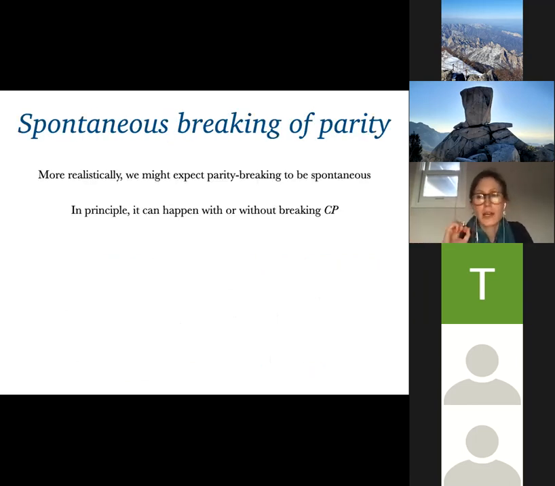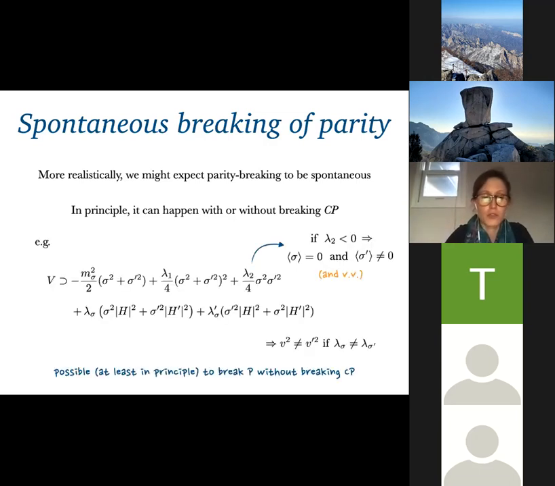More realistically, in a full theory, we might expect that the breaking of parity happens spontaneously, not just explicitly. And again, in principle, this could happen with or without breaking CP. So for example, we can break parity without breaking CP in a sector with two real scalar fields, what I'm calling here sigma and sigma prime.